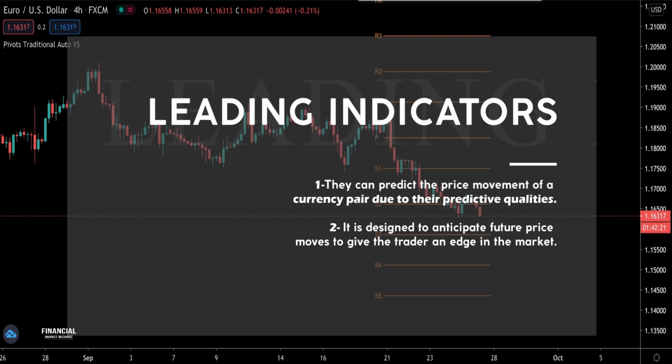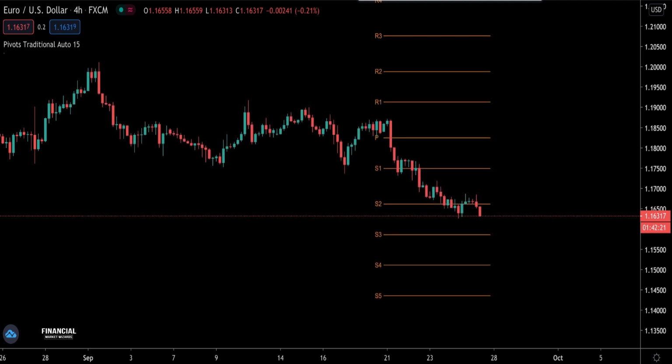They can predict the price movement of a currency pair due to their predictive qualities. A leading technical indicator is designed to anticipate future price moves to give the trader an edge in the market. And while this may sound like a crystal ball, it still relies upon the same common variable, price.